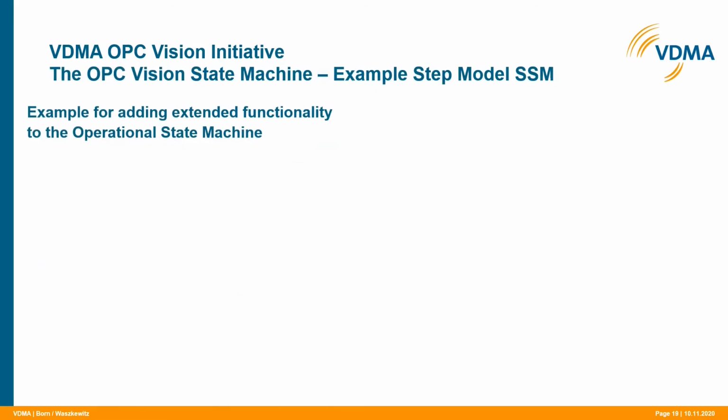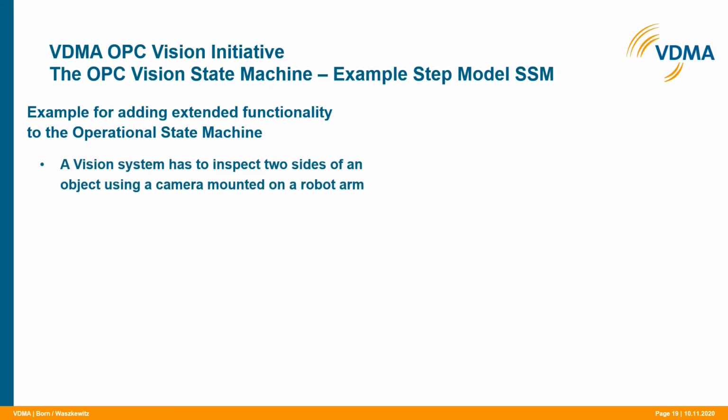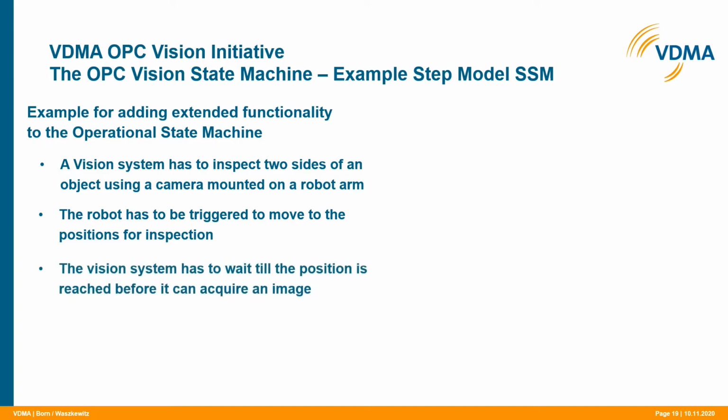We believe this concept to be very generic, but it is also somewhat complex. Therefore, we will illustrate it with an example. We assume that a vision system has to inspect two sides of an object using a camera mounted on a robot arm. The robot requires triggering to move to the inspection positions, and the vision system has to wait until the position is reached before taking its next image.